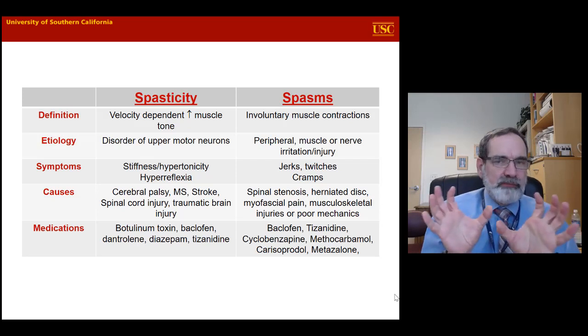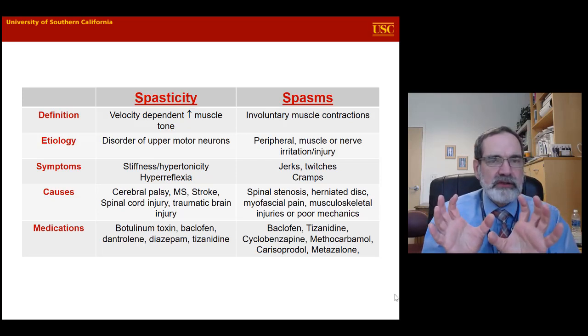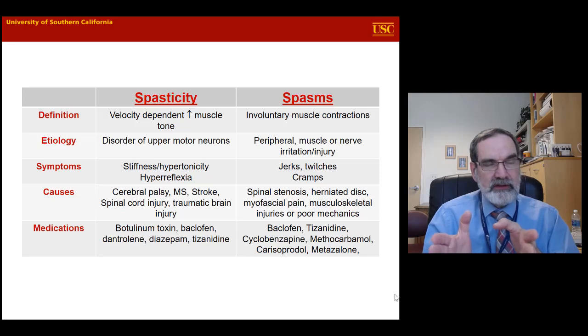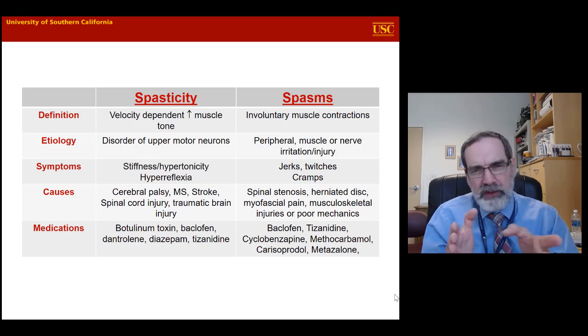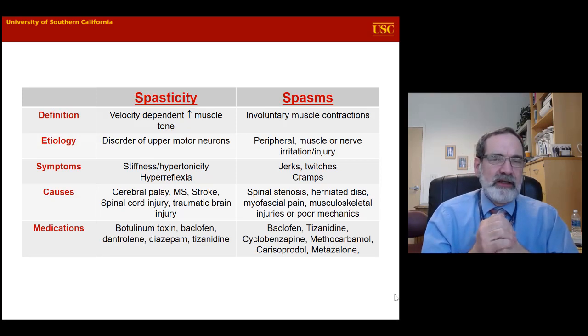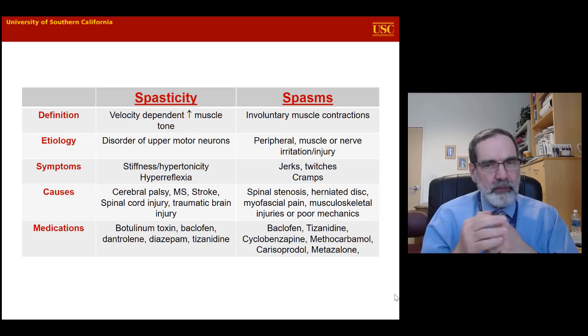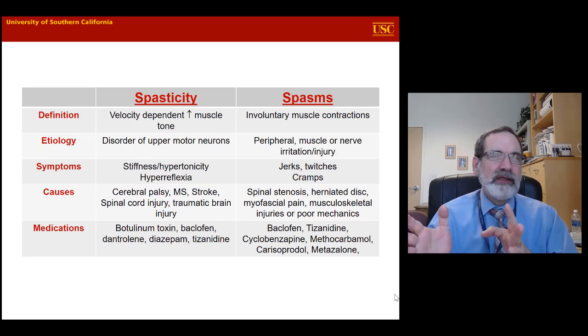There's a lot of overlap on the medications that would be used for these conditions. For spasticity, we might use botulinum toxin, which, as I mentioned, will actually cause paralysis of the muscle. Not forever. It typically wears off over a matter of months, 3, 4, 5 months. Baclofen is used. We'll talk more about Baclofen a little bit later. Dantrolene, which I'm not really going to talk about more today, is really specific only to use in spasticity, not for spasms or myofascial pain.